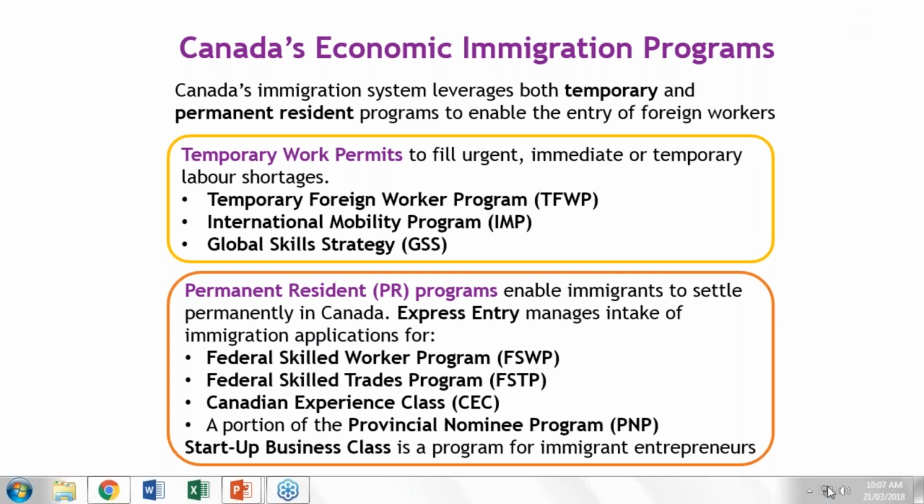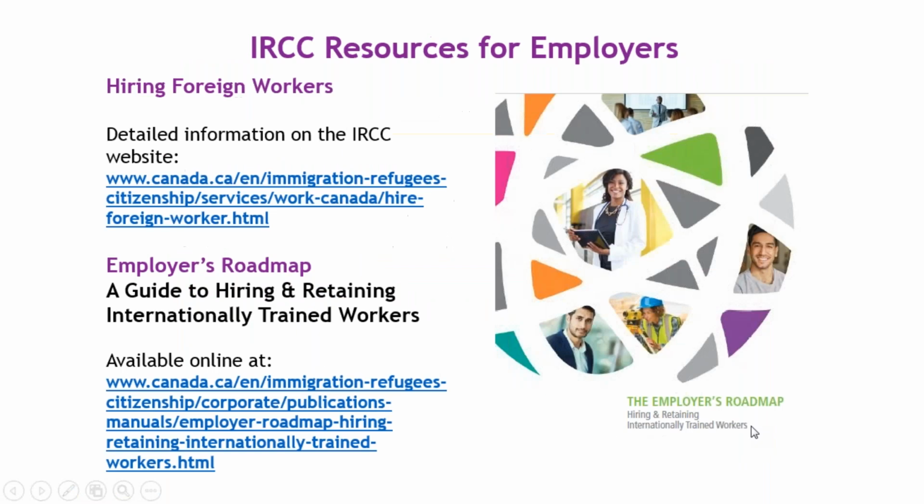The next slide actually contains some links, and because this presentation will be made available to you following the webinar, you can click on these links and get directly to the information that you need to hire foreign workers. All of the links to the various work permit programs are available on the IRCC website at the link at the top. And there is a really useful resource, which is just a treasure trove of information about hiring and retaining internationally trained workers. And that's the Employers Roadmap, which is also available on the Canada.ca website. So keep those links on hand, bookmark them, and they will be very, very useful to you.